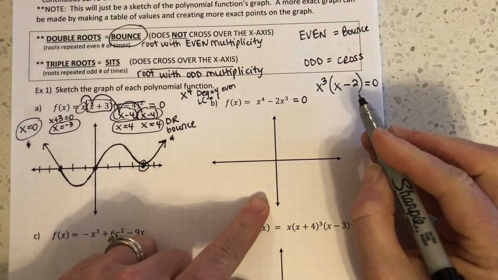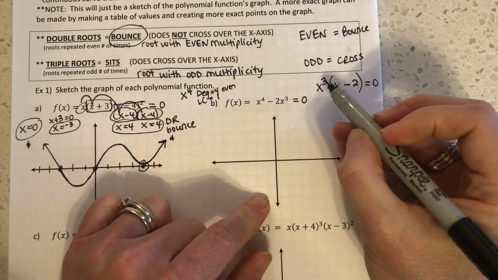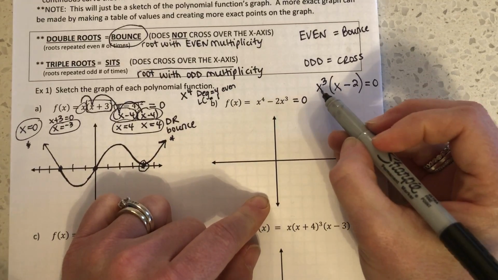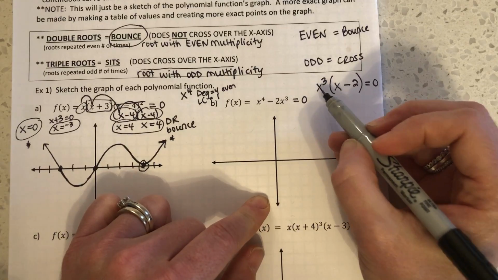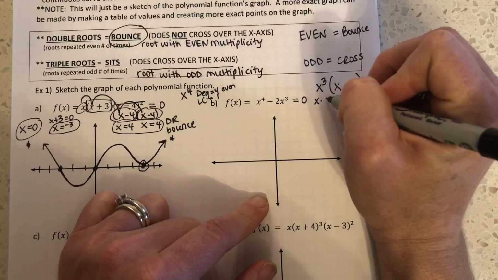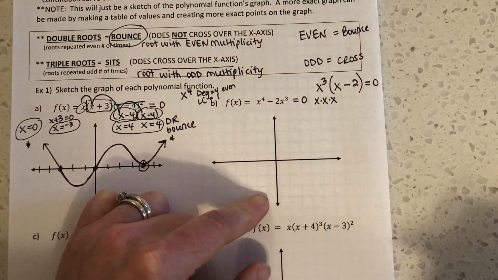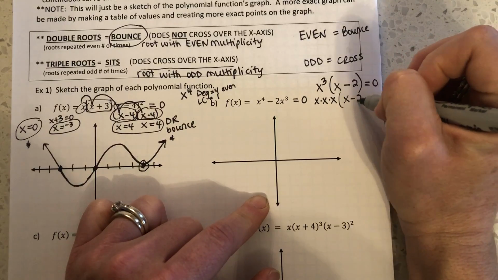Set that equal to 0. And now this is what we're solving. So now we have to set each factor equal to 0. Well, really, x to the third is really x times itself 3 times. So in reality, you have 3 factors of x. This is really x times x times x. That's x to the third. And then you're multiplying that by x minus 2.